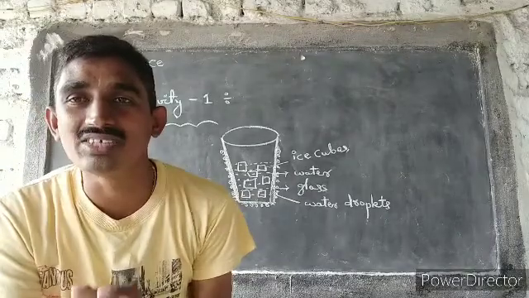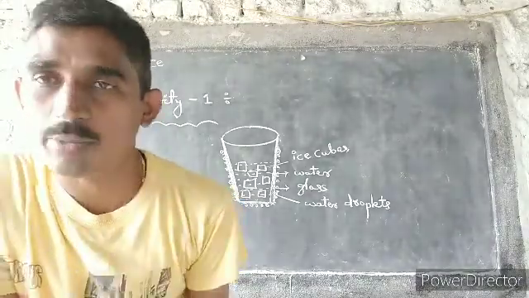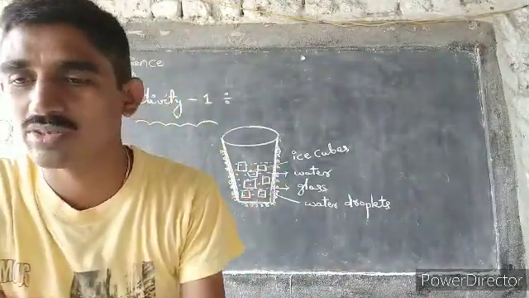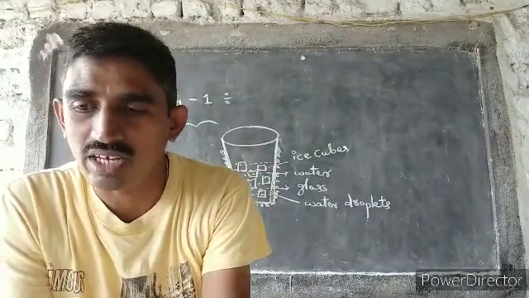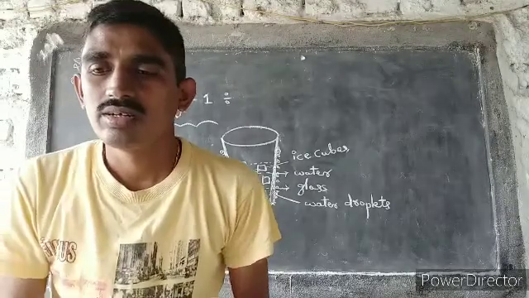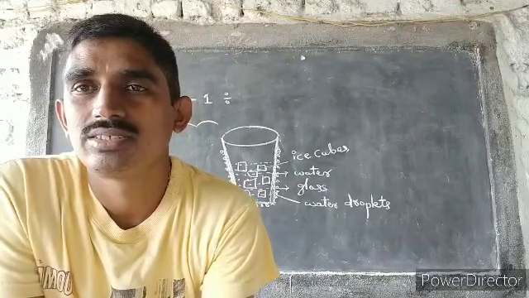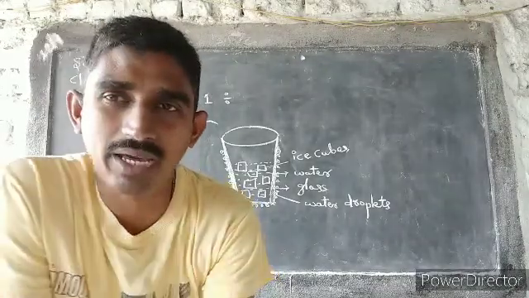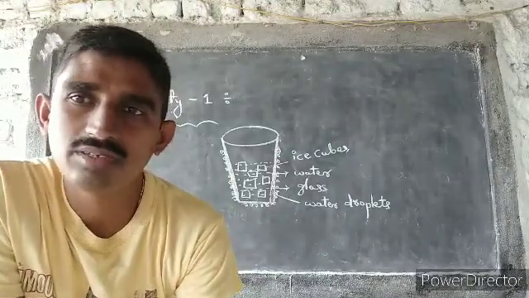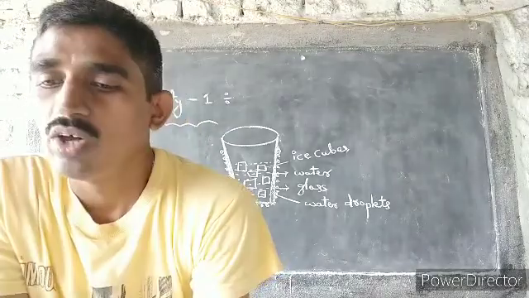But why are these drops formed? Why are these drops formed on the outer surface of the glass, students? Because of the air around us. Air around the glass contains water vapor. Air around the glass, isn't it? Air around the glass contains water vapors.